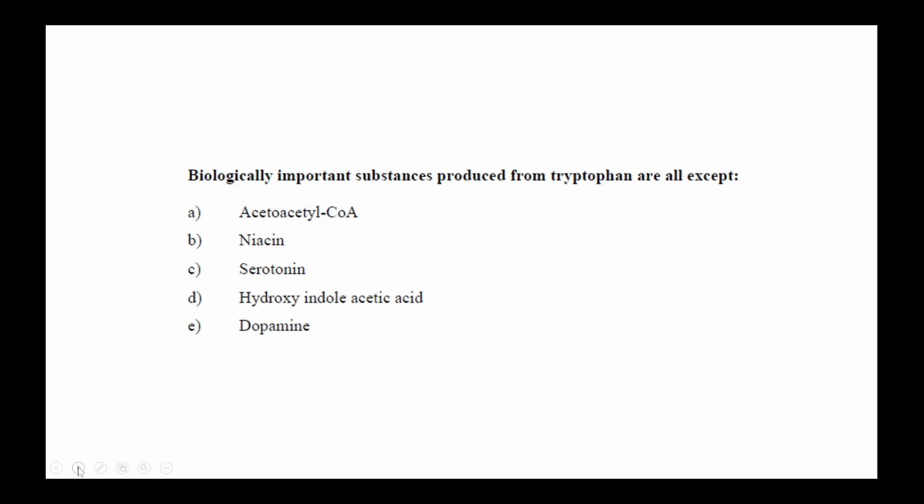You've answered option E, that is dopamine. That is the correct answer. We have already seen dopamine is synthesized from tyrosine. Tyrosine is converted into dopa and then dopamine. All the other products, acetoacetyl coenzyme A, niacin, serotonin, and hydroxyindole acetic acid, are produced from tryptophan.